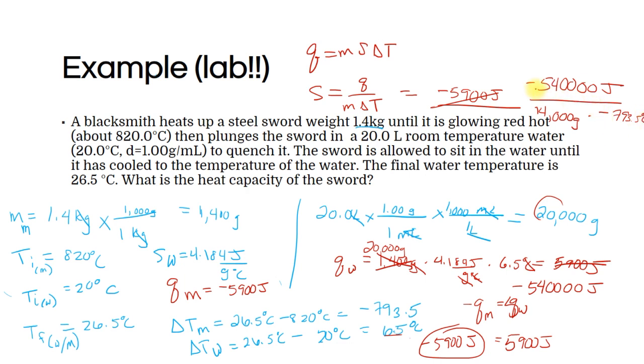Which is good because if you have a negative and you divide by another negative, it becomes positive. So we get that 54,000 number. I'm going to divide it by 14,000 and also divide it by negative 793.5. And we get 0.04896. So the S is 0.049. You only have 2 significant figures, so I'm going to round that one. And the units are joules per gram degree C.